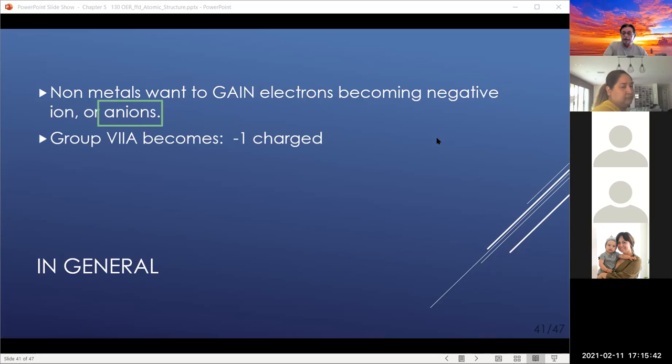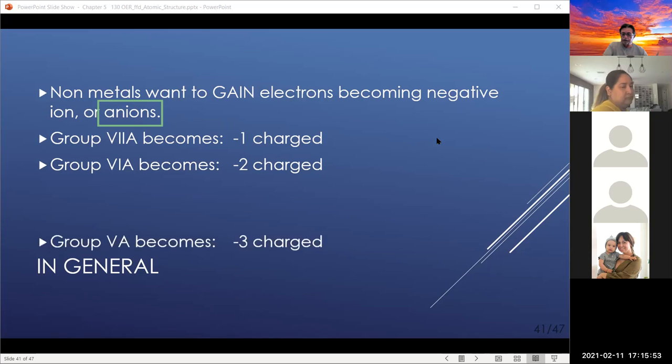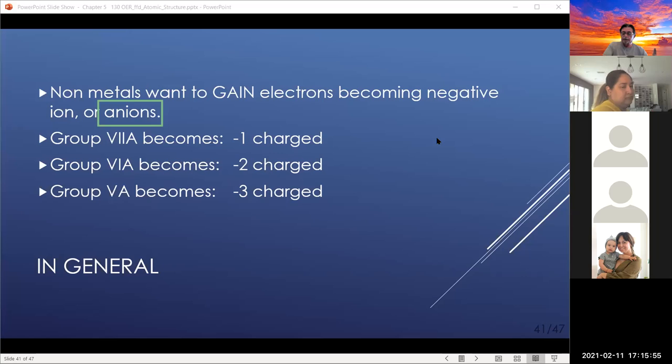Group 7, -1 charge. They pick up 1 electron. Group 6, they pick up 2 electrons. They have a -2 charge. And group 5 pick up 3 electrons, ending up with a -3 charge. Not only that, they also change their name. Let me clear that.